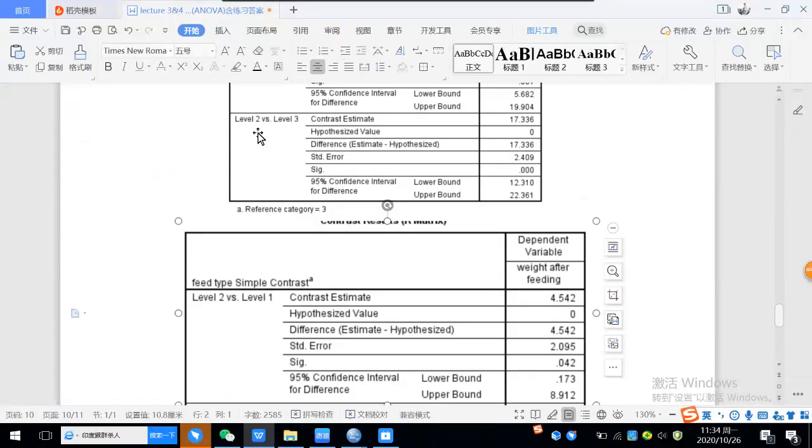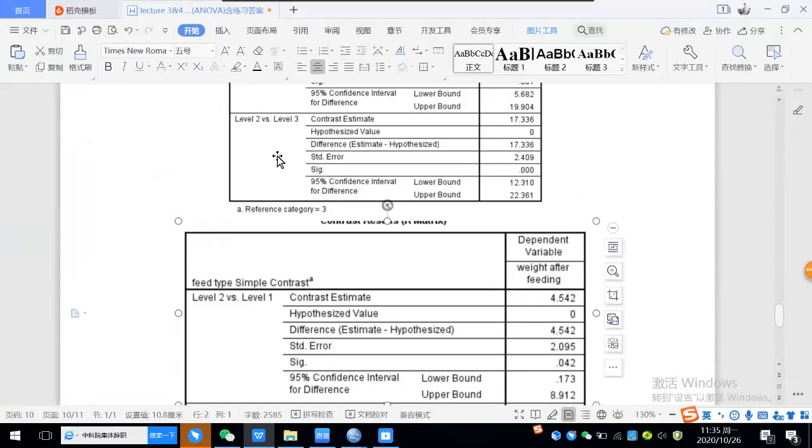Level 2 minus level 3, the mean difference is 17.336, and the significance is less than 0.001, which means level 2 is significantly better than level 3. The mean difference is 17. So from here, level 2 is the best feed type. It's better than 1, it's better than 3. So level 2 is the best.